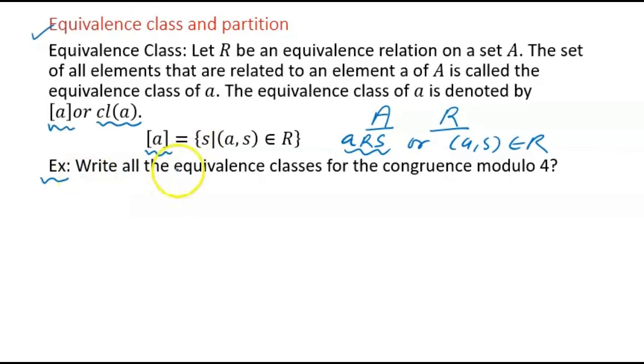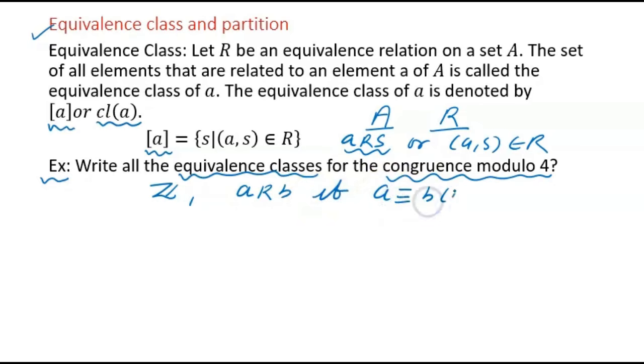So they are asking us to write all the equivalence classes for the congruence modulo 4. So let me first give you the idea here. Suppose I take the set of integers, and on this set of integers I say that two elements a and b are related: a is related to b if a is congruent to b modulo 4. We have just seen what we mean by modulo, right, in this video itself.